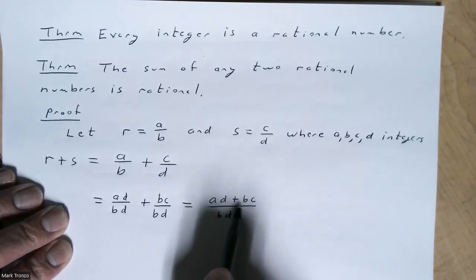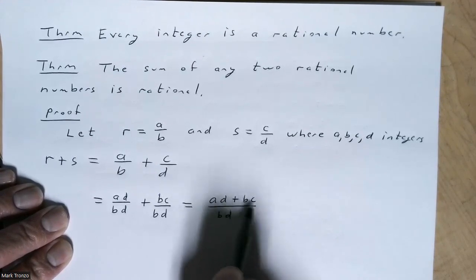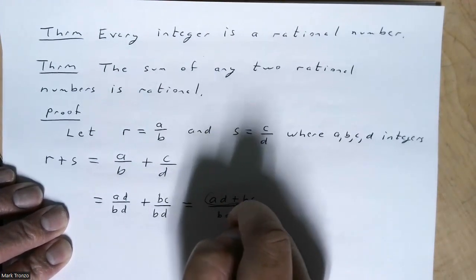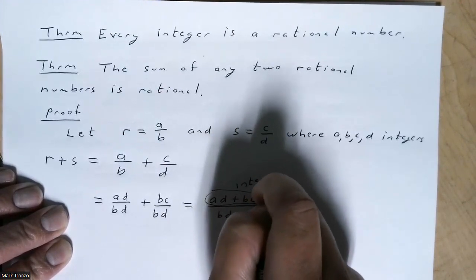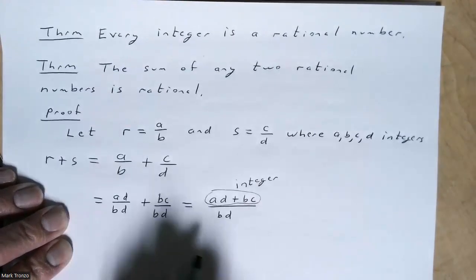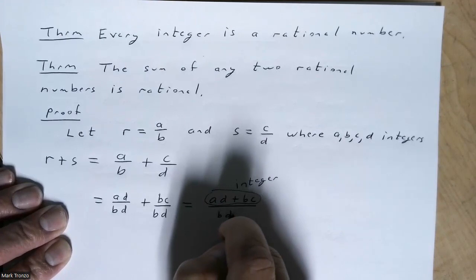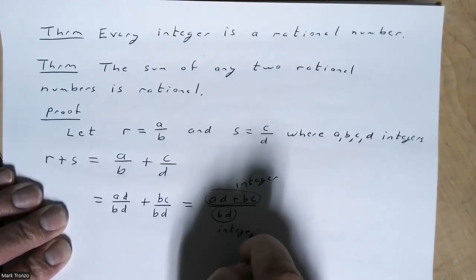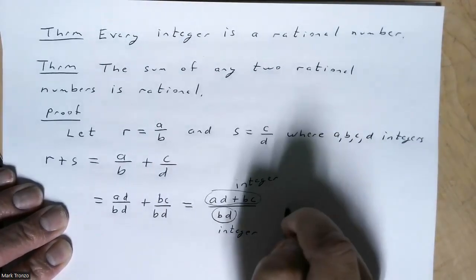The product of integers are integers. So that's an integer and that's an integer. Then we add those two. The sum of two integers is an integer. So this is an integer. And again, here, these are both integers. So the product of two integers is an integer. So we have a quotient of two integers. So this has to be rational.